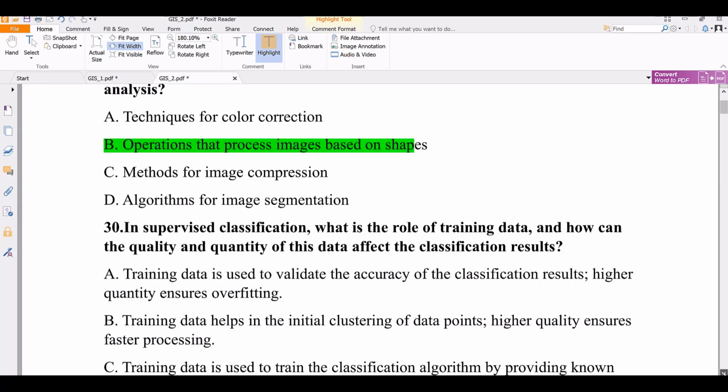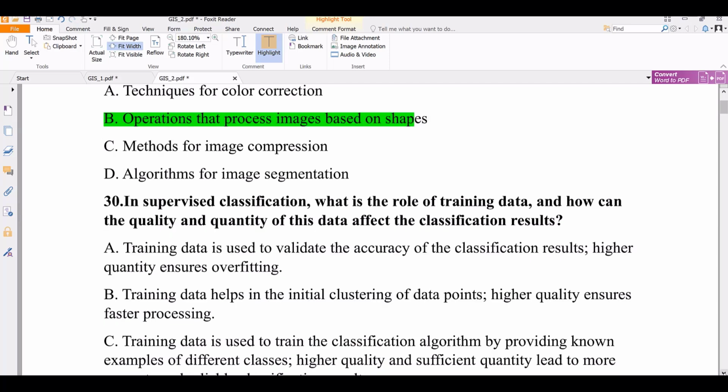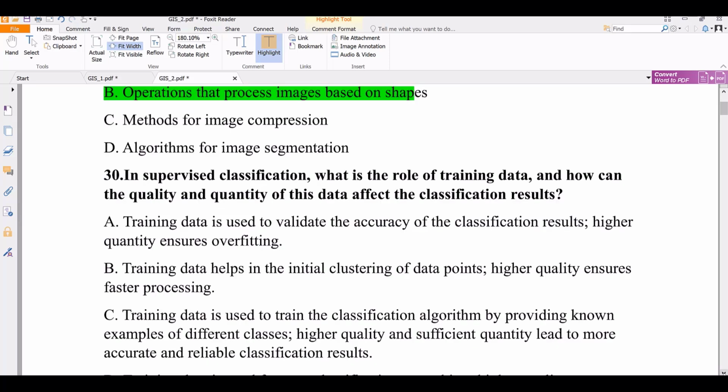Question number 13. In supervised classification, what is the role of training data and how can the quality and the quantity of this data affect the classification results? A. Training data is used to validate the accuracy of the classification results. Higher quantity prevents overfitting. B. Training data helps initial clustering of data points. Higher quality ensures faster processing.